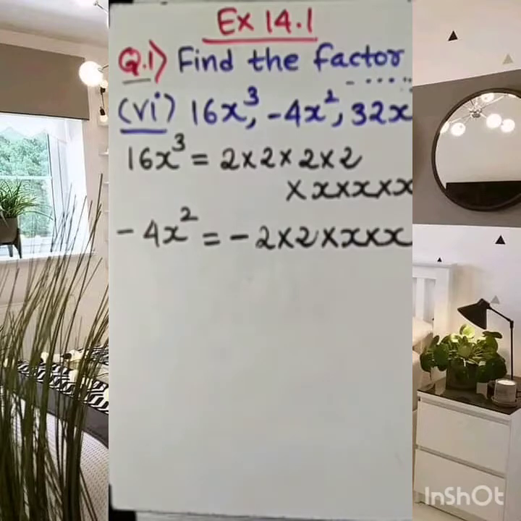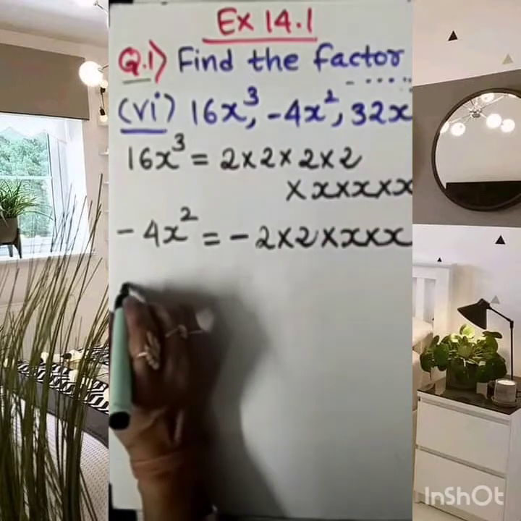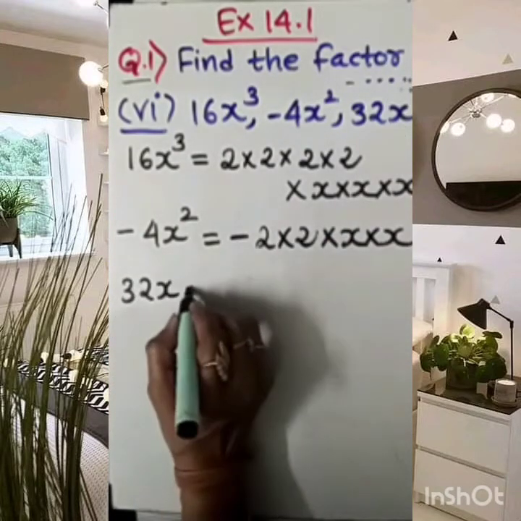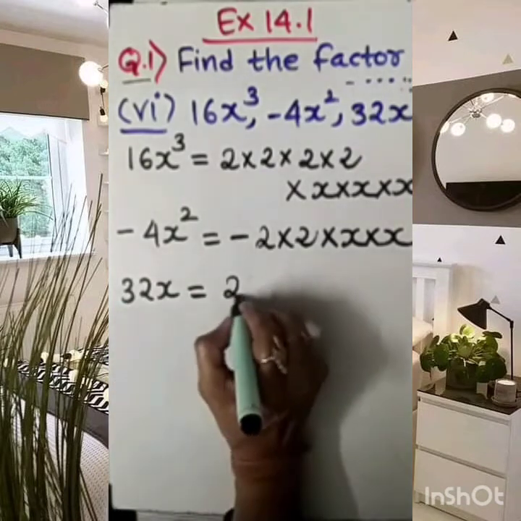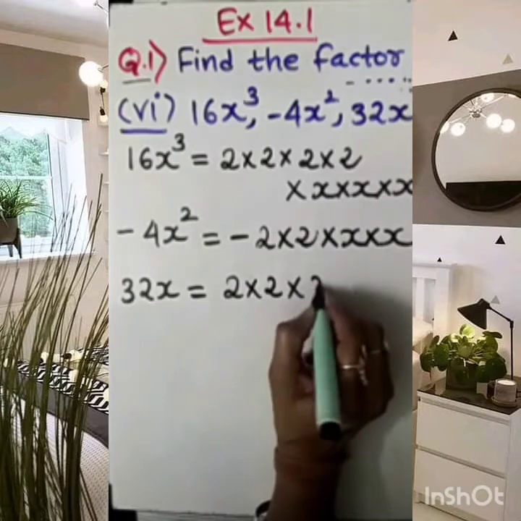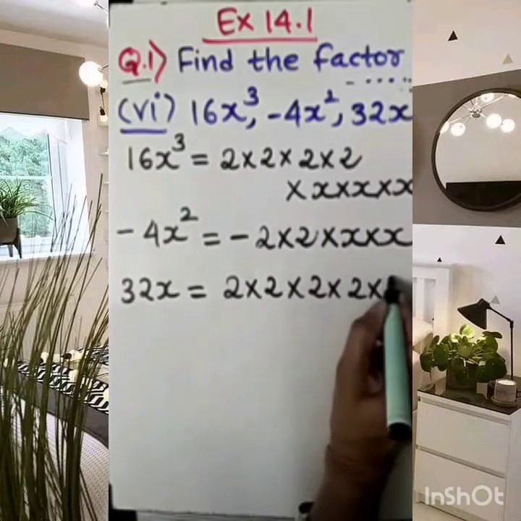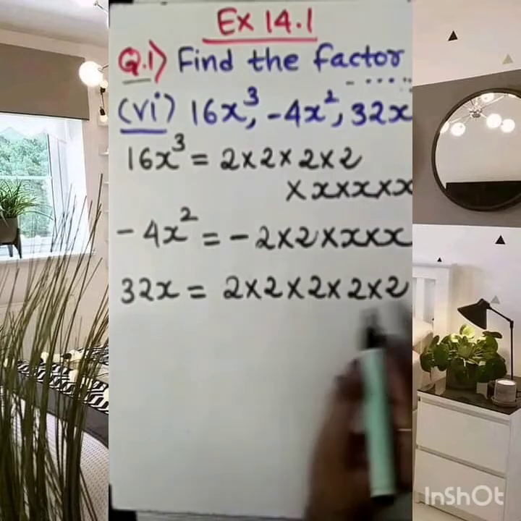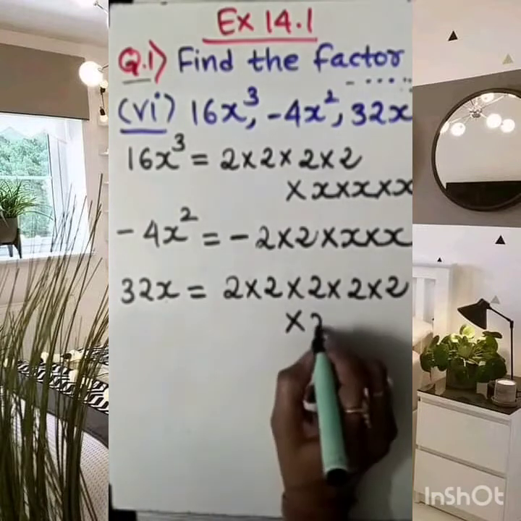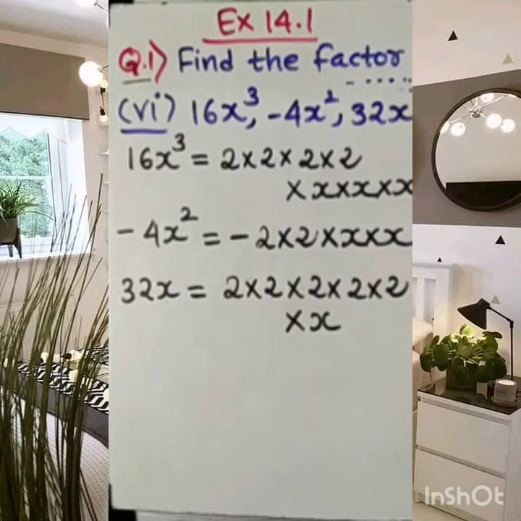Okay. Now the third term. The third term we are given is 32x. What are the factors of 32? 2 into 2 into 2 into 2 into 2. How many times? For 32, 2 will be 5 times. And this x alone. Fine. So these are the factors of all these three terms.